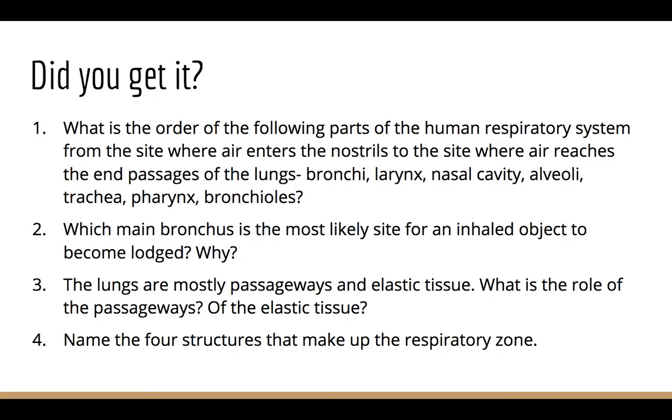Okay, and name the 4 structures that make up the respiratory zone. There's respiratory bronchiole, alveolar duct, alveolar sac, and individual alveoli.